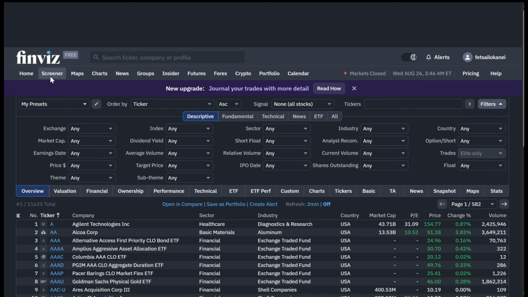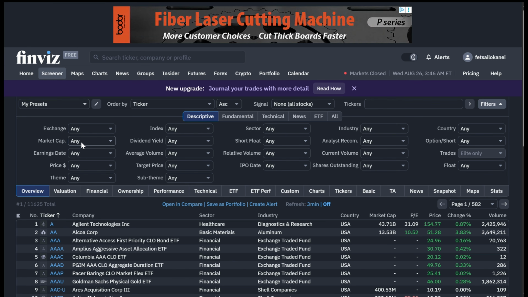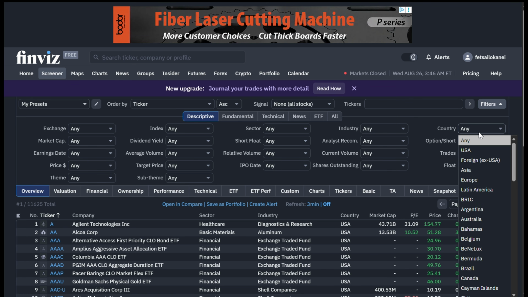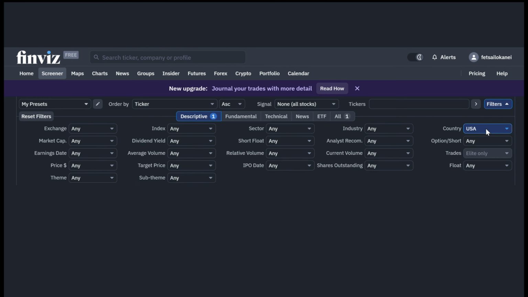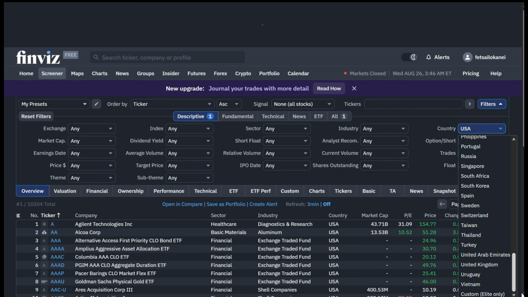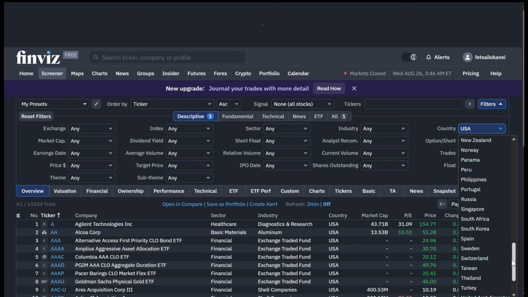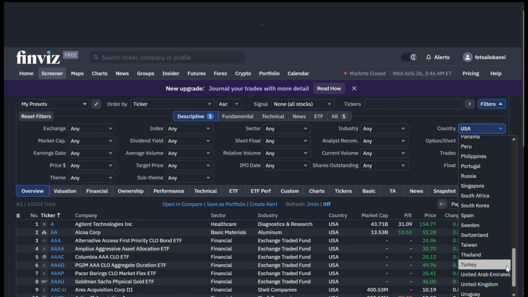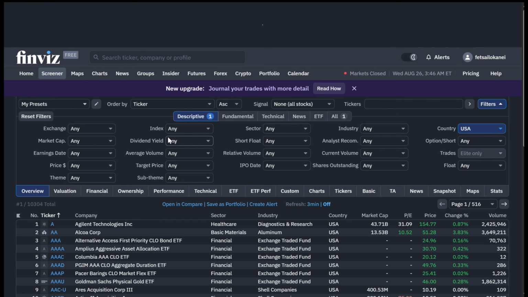The stock screener has many limitations. I won't touch market cap. Sometimes I could, depending on how I set dividend yield and price. I usually don't touch anything on the descriptive tab apart from the country. I set the country to USA and let it load. The only problem is that there's only one African country, South Africa. So let's leave it like that.